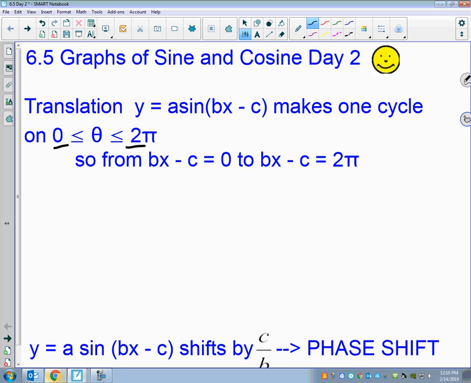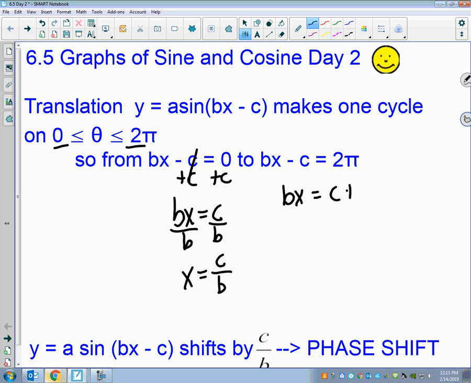2 pi. So if you want to show where this comes from, if you solve this for x in each one of these, if I add c I get bx equals c, and divide by b, I get that instead of starting at 0, it's going to start at c over b. And if it normally ends at 2 pi, if I do the same thing, I get c plus 2 pi divided by b, and I would get c over b plus 2 pi over b.